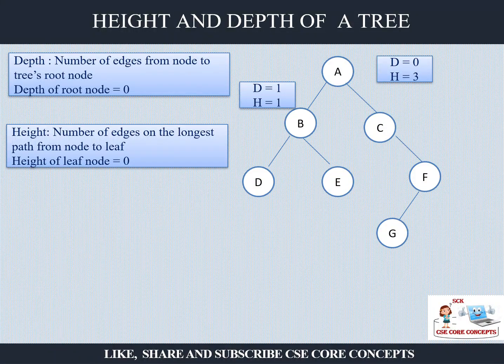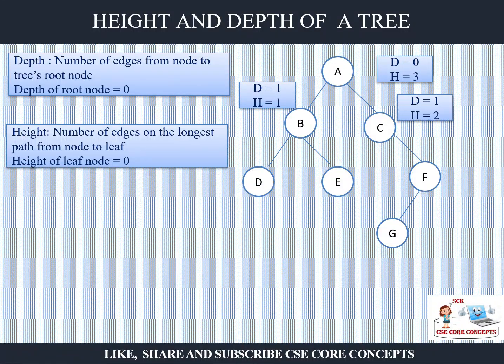Now let's consider the depth and height of B. So depth is 1. Why? Because B is at one step distance from node A. Right? A is the root node. So depth is 1. And what is the distance from B to its leaf node? Its leaf nodes are D or E. So the height is again 1.